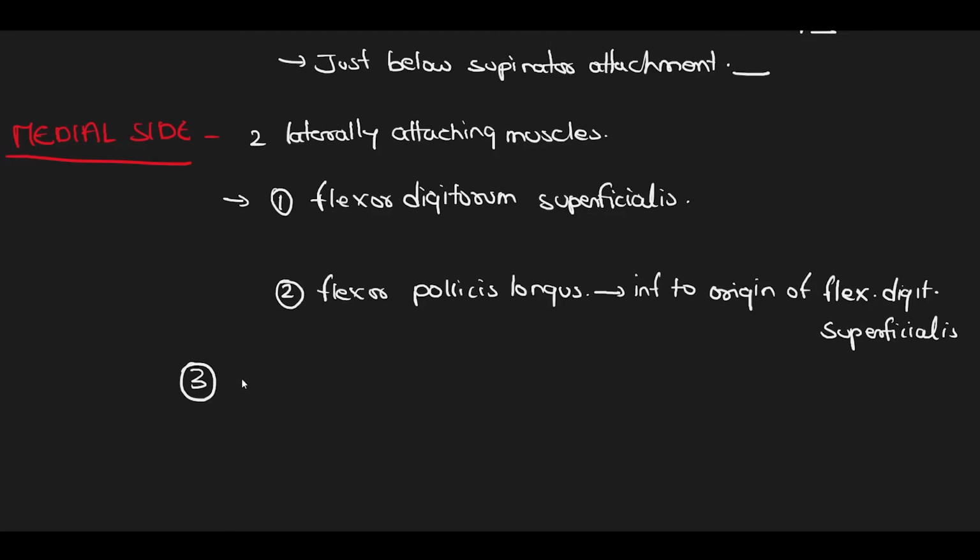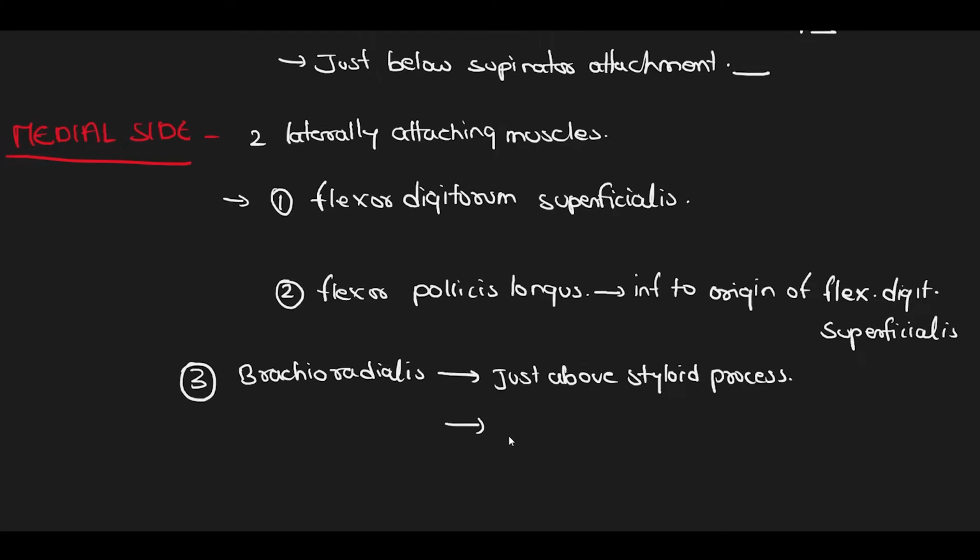Okay, here is the third muscle. It is the brachioradialis muscle. It is attached just above the styloid process, at the anterior suprastyloid crest. This brachioradialis is located just above the styloid process at the suprastyloid crest. Okay, here we are completed with the medial side.